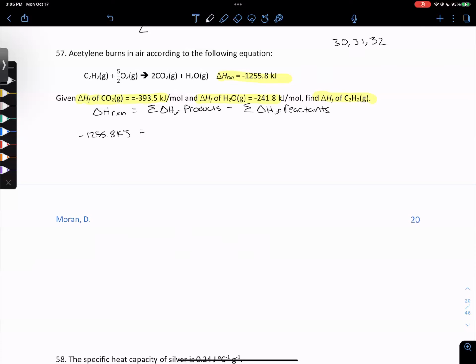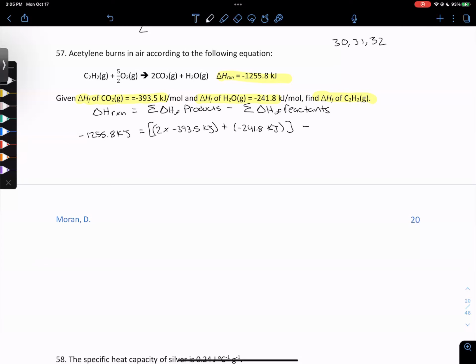So we have 2 moles of carbon dioxide, so we can write 2 moles times, and the heat of formation for carbon dioxide is negative 393.5 kilojoules. And we have to add to that the heat of formation of water, right? Since we have 1 mole of water, it's going to be negative 241.8 kilojoules. Okay, so that's just the product side. So that's the sum of all the heats of formation for the products.